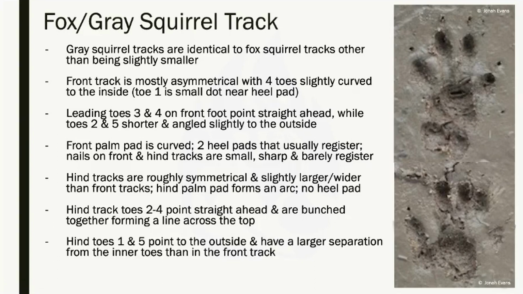Again, toes 1 and 5 are more spread out. They point to the outside, and their preferred gait is a bound, which is what's known as a group gait. Occasionally you will see them walk, but squirrels will bound mostly. And there's another session where we'll discuss gaits in more detail.